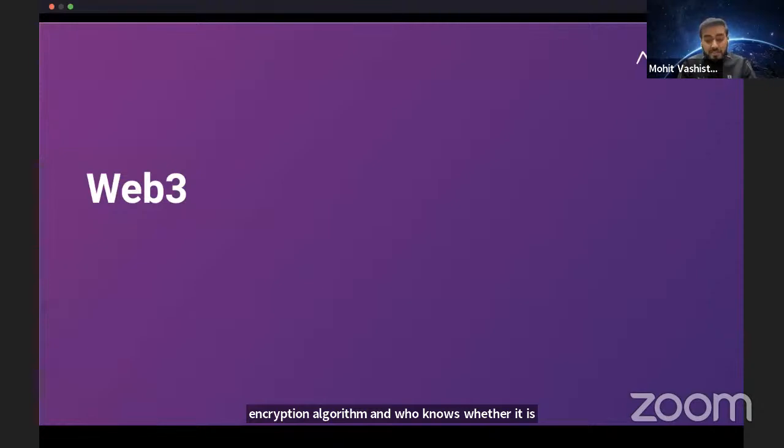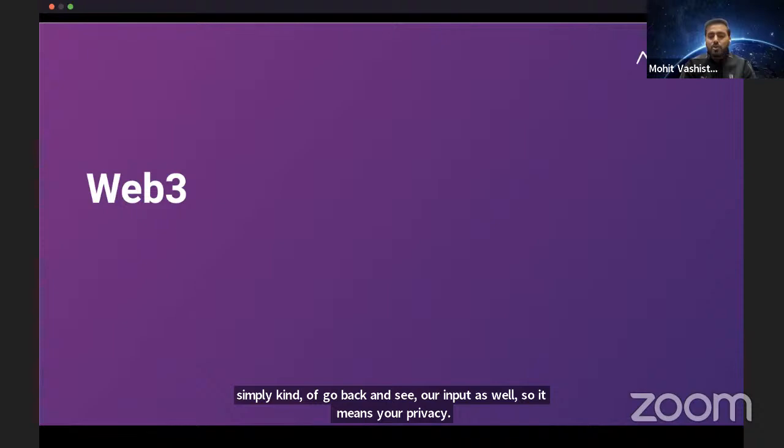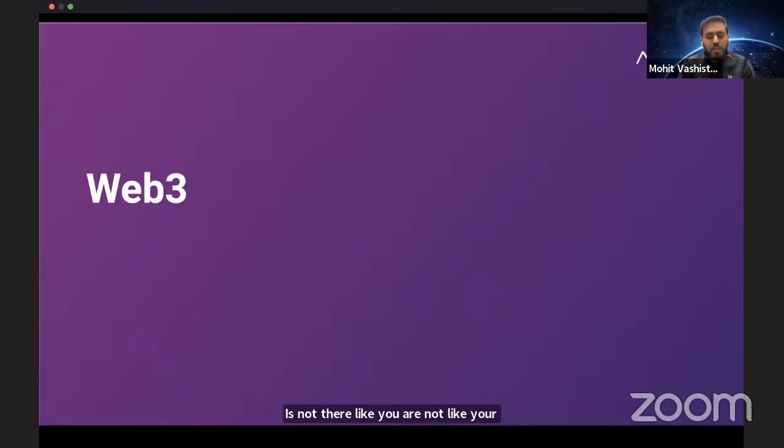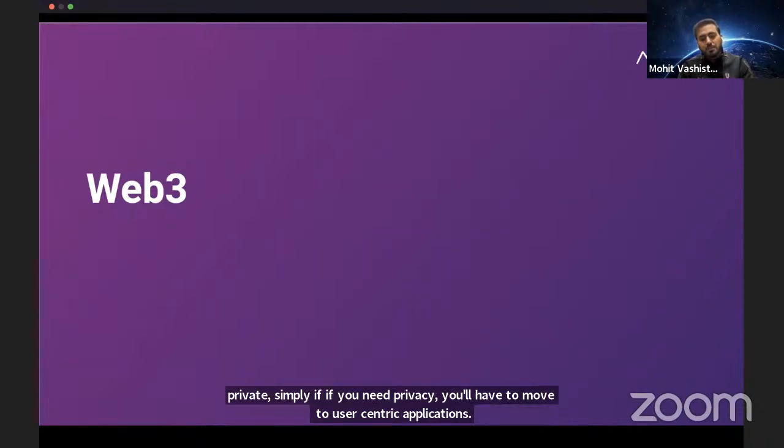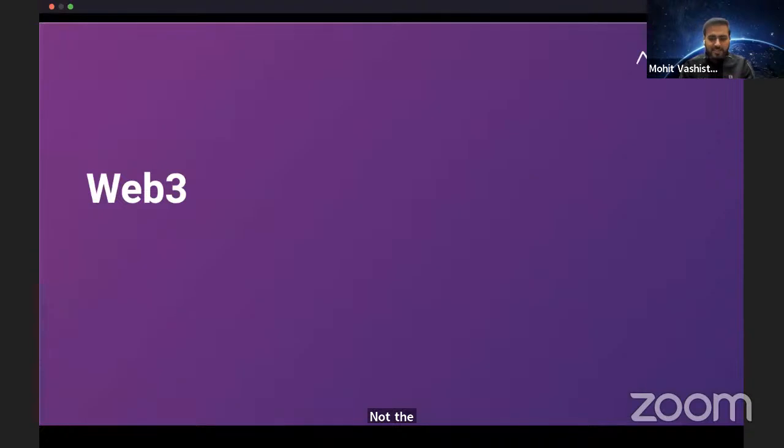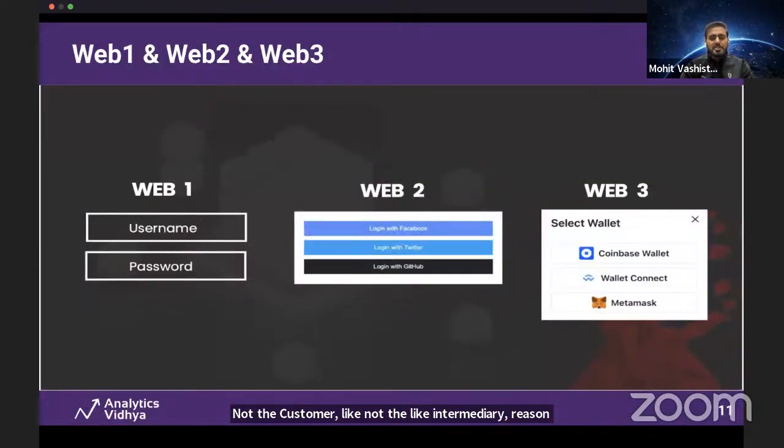So it means your privacy is not there. Your data is not private. Simply, if you need privacy, you'll have to move to user-centric applications, not intermediary-centric ones. So let me define what web 1 was, what happened when web 2 came, how it evolved, and then web 3. In web 1, it was nothing but something like email.